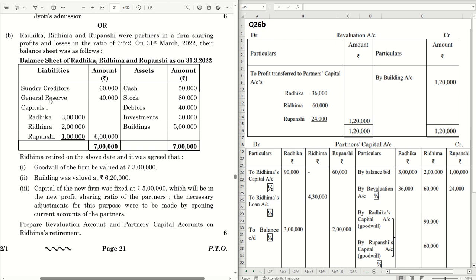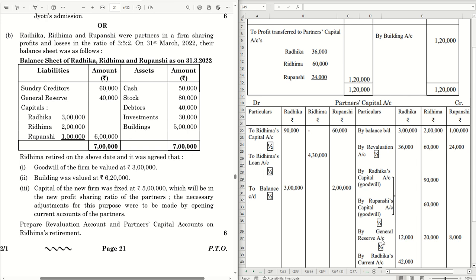Let's pick up one by one. We have sundry creditors, general reserve. General reserve, as per the rule, is distributed among the partners in their old PSR. So by general reserve, here we have the entry distributed 12,000, 20,000, and 8,000 among all the partners in the old ratio. The capital balances that we have here will be transferred to the capital account as by balance b/d, 3 lakh, 2 lakh, and 1 lakh.